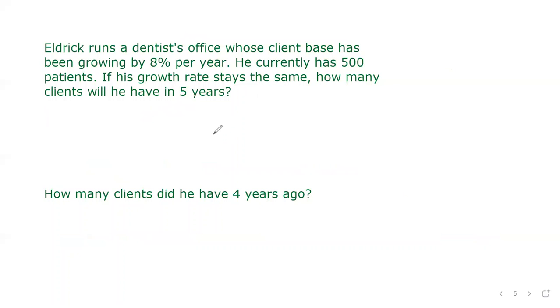Eldrick runs a dentist's office whose client base has been growing by 8% per year. He currently has 500 patients. If his growth rate stays the same, how many clients will he have in 5 years? So similar to the previous one, just a little more practice. His starting point is 500. His growth rate is 8%, so 100% plus 8%.